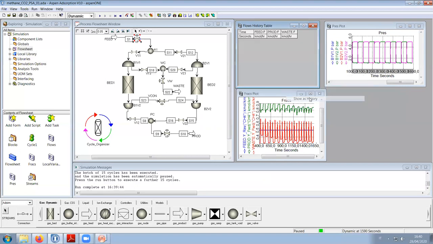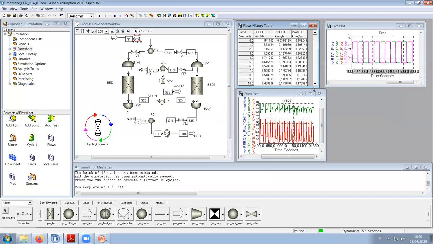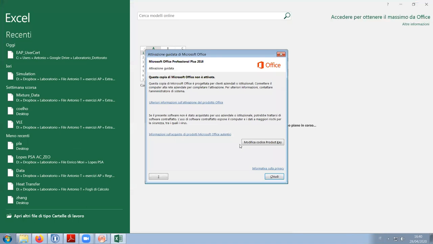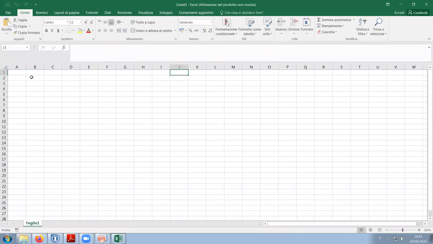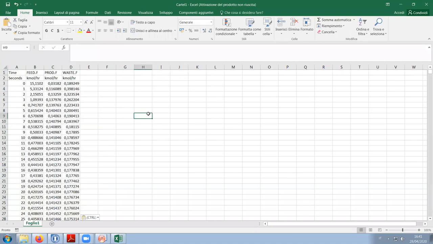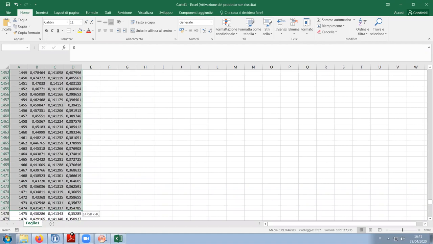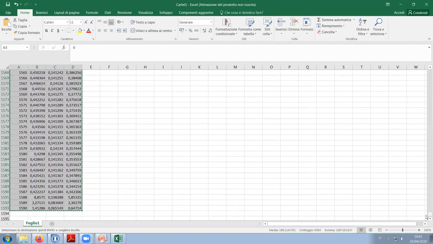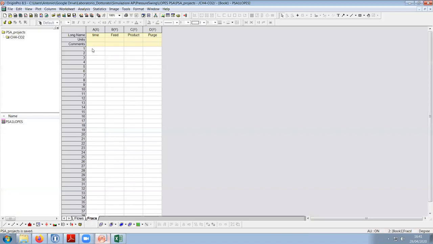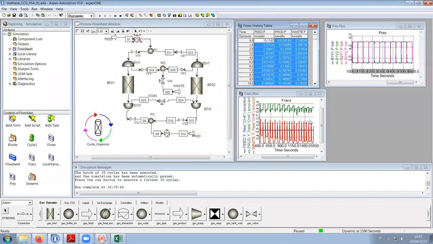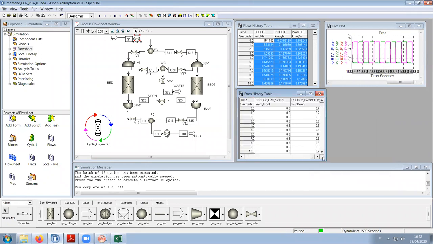So, show history. Okay. Now we can do a quick copy and paste on Excel. Now the strategy to decrease the error is to do an integration. If you want to do the integration with Excel, it is perfectly right. I prefer to do it with Origin. So these are my flow rates, feed, product, and waste in kilomole per hour. And these are my fractions.